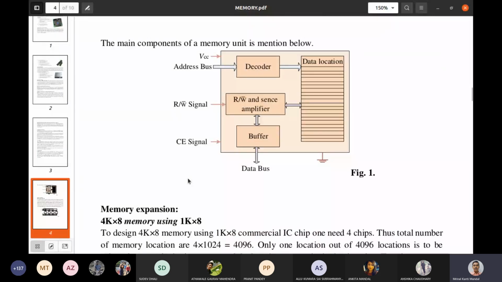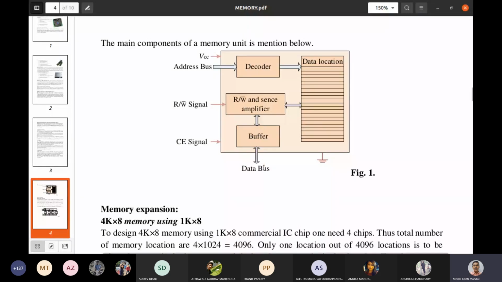So what are the basic things present in a particular memory unit? The main components of a particular memory chip are like this: every IC chip that can store data, that is the memory chip, has two common things, supply voltage and ground. Another thing, it has an address bus, read/write signal, chip enable signal, and data bus. These are the main things.